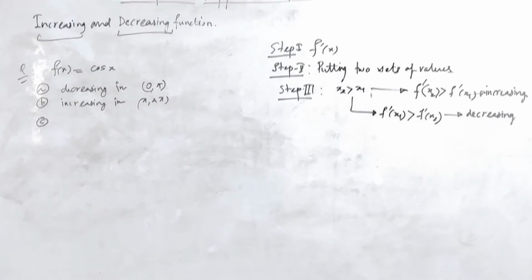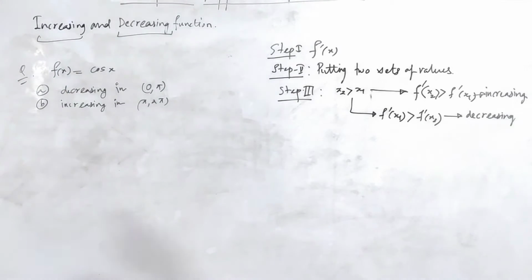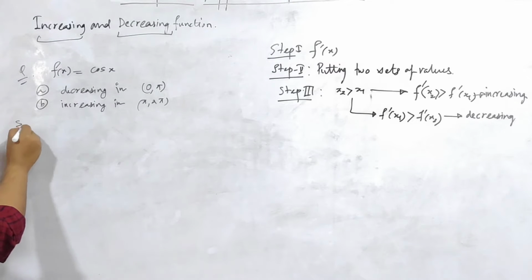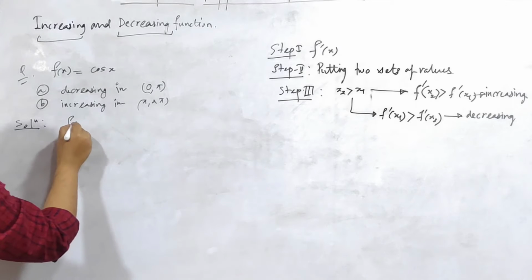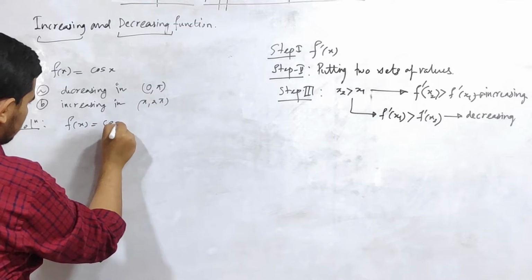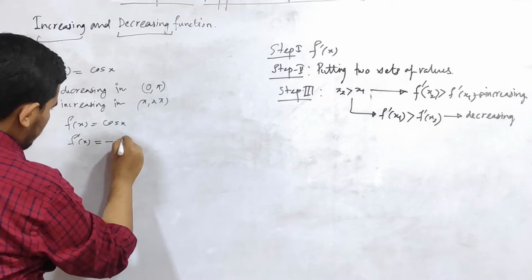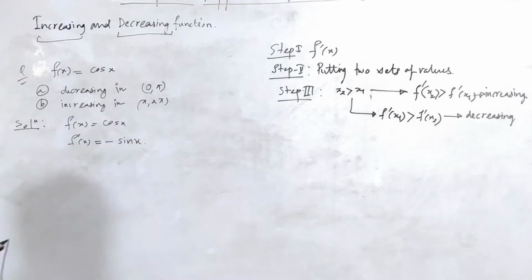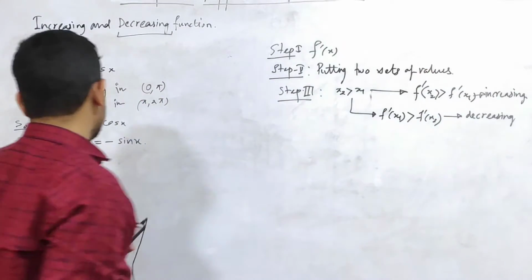So these two are part of this problem. Now according to our steps, the first step will be to find the derivative of cos x. So f of x equal to cos x, so f dash of x equal to minus sin x. Now, putting two sets of values is the second step.